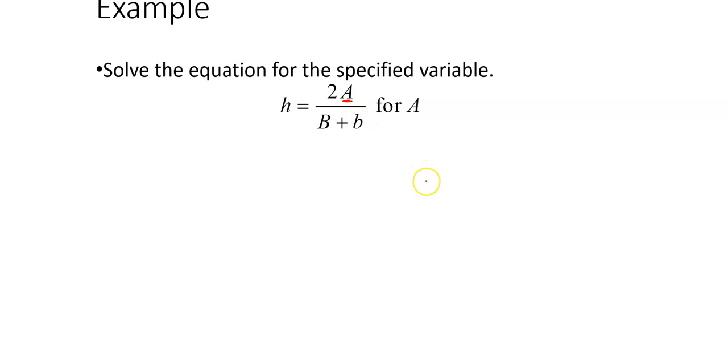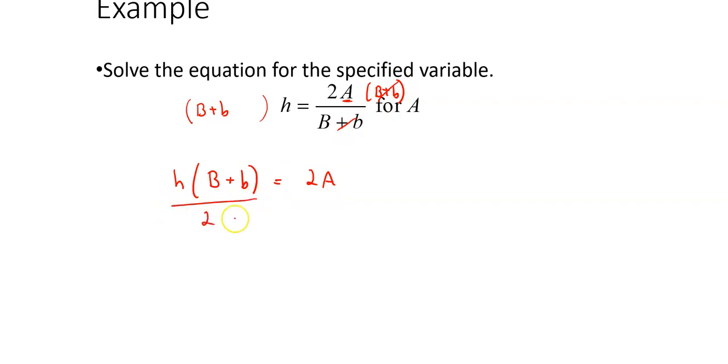First thing I can think of is, let's get rid of the B plus b. That's the denominator. So if I multiply both sides by B plus b, then I get h times (B plus b). On the other side, I get 2a. Divide both sides by 2. Now, you can write this as h over 2 times (B plus b). That's the equivalent.